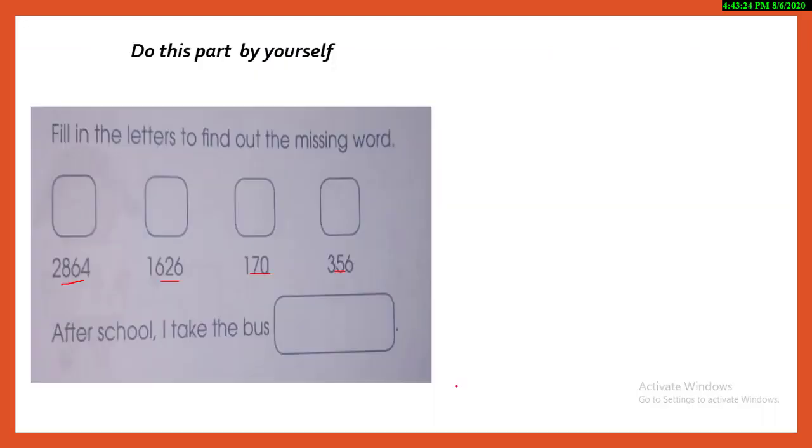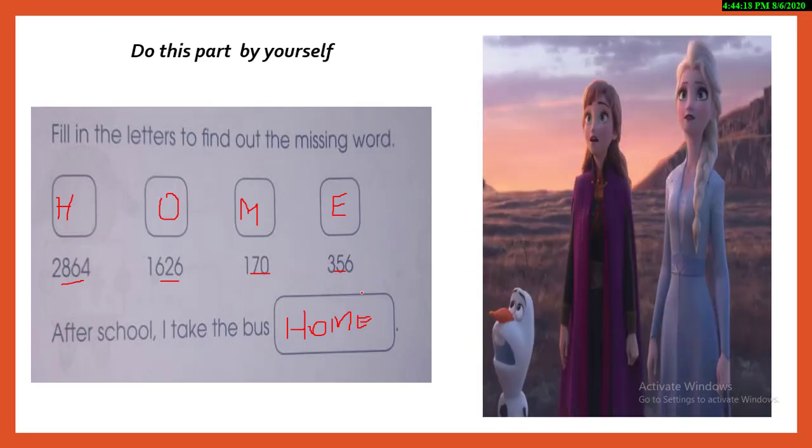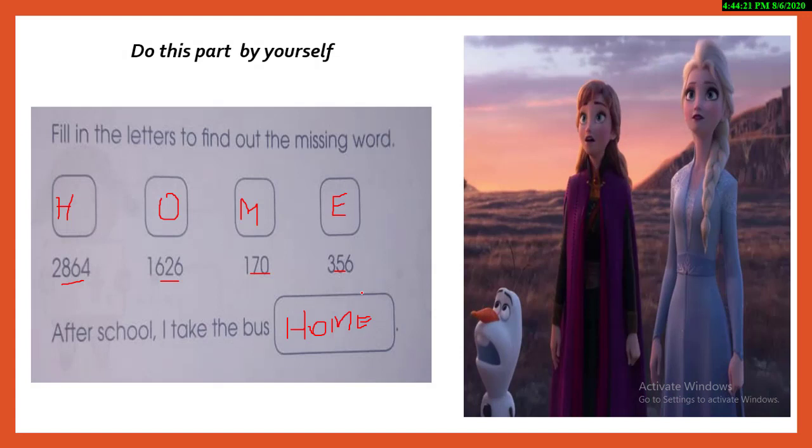1626 is the answer of O. 170 is the answer of M. And 356 is the answer of E. So what is the name mentioned over here? Home. After school, I take the bus home. So you are going to write this word home over here. Yes. Easy. That's why I said don't make a face like this. This is something that's very easy. You already solved the question.